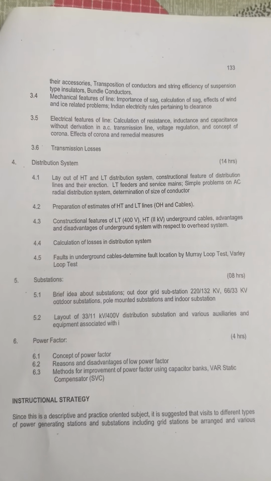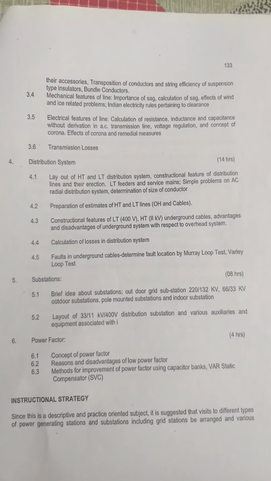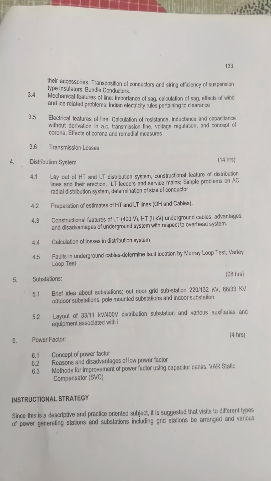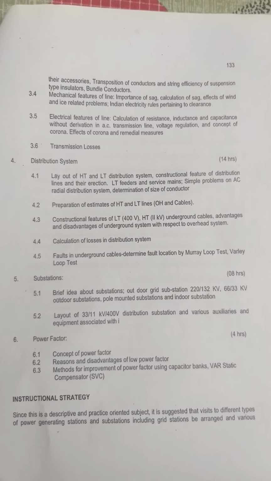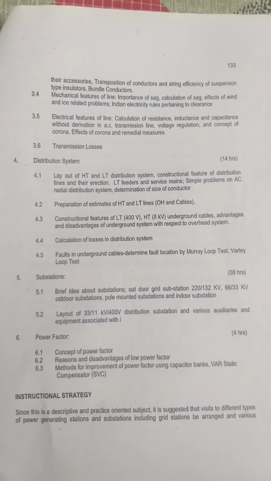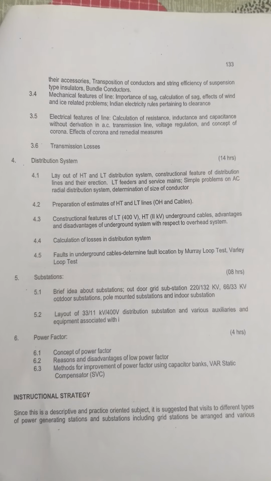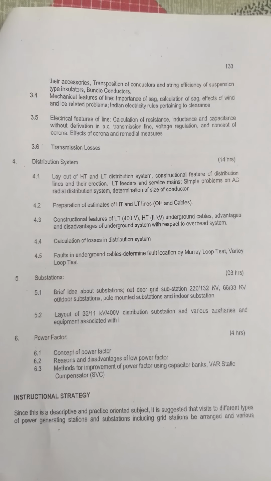In the fifth chapter, we will discuss about the various substations, that is the brief idea about substation, outdoor grid substation, that is 220 to 30 kV and 66 to 33 kV outdoor substations, and pole mounted substation and indoor substations.